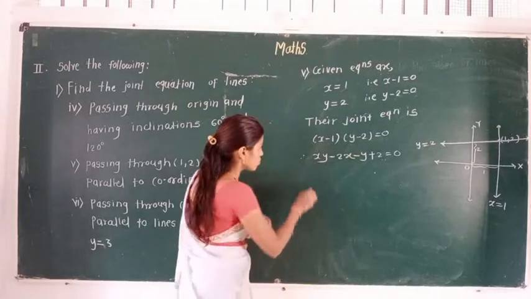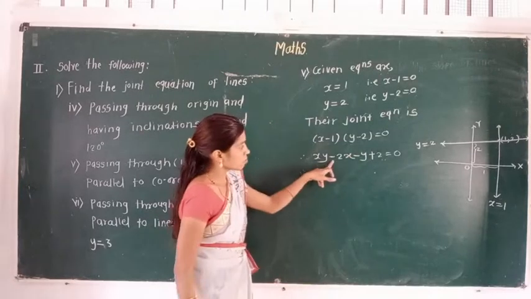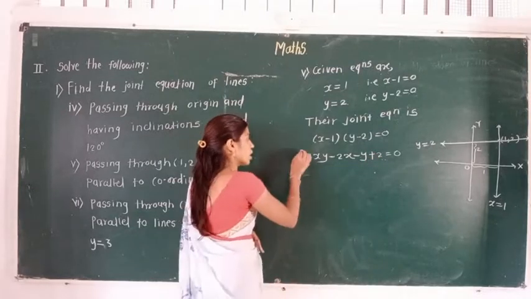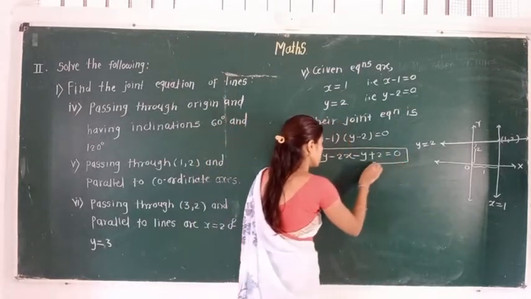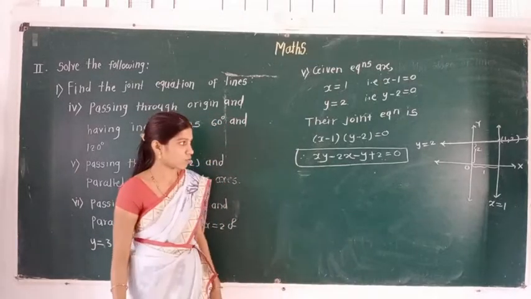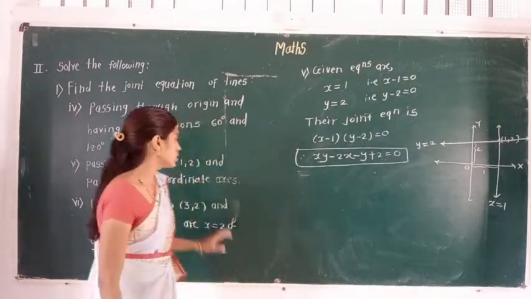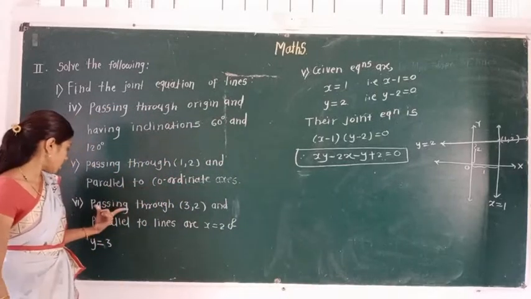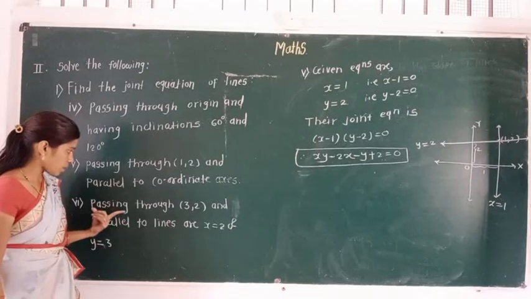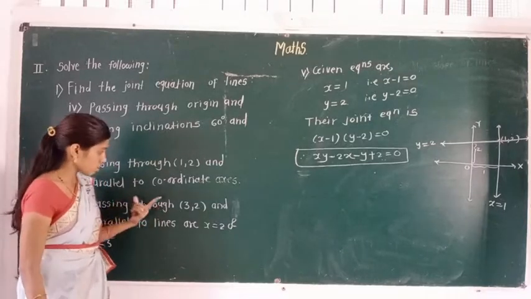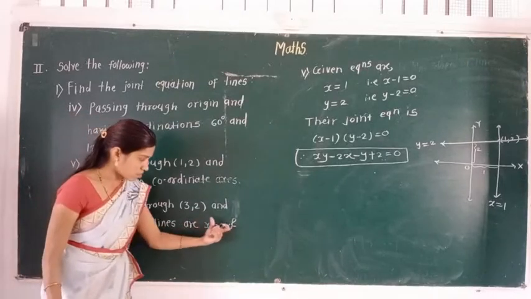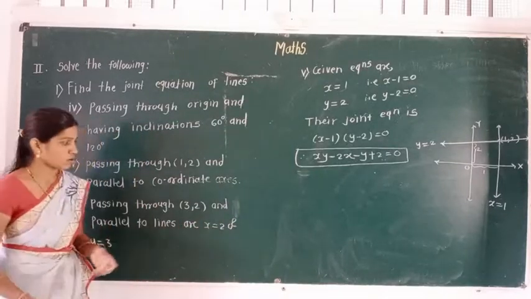We write this equation as xy minus 2x minus y plus 2 is equal to 0, and it is the joint equation of the given two lines. Okay, now let's see the last example, example number 6. Find the joint equation of lines passing through (3, 2) and parallel to the lines x is equal to 2 and y is equal to 3.